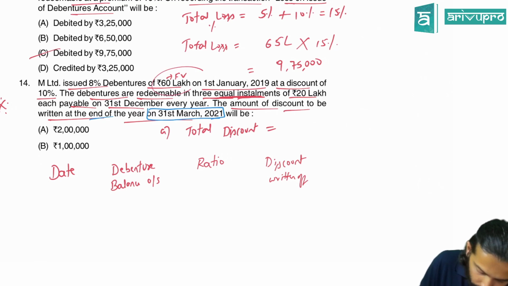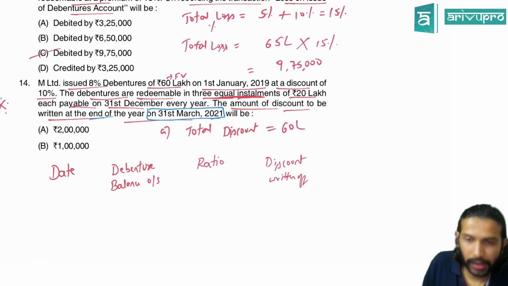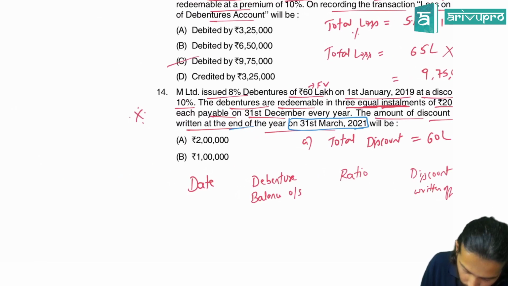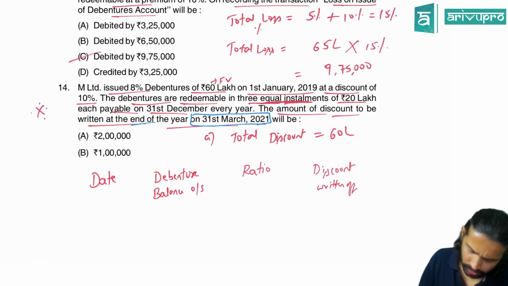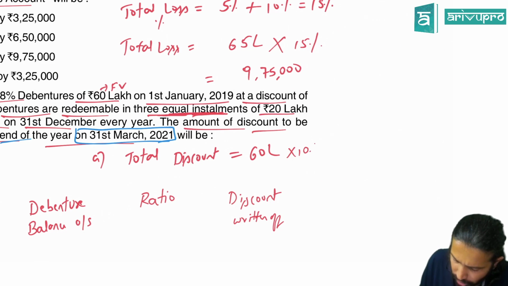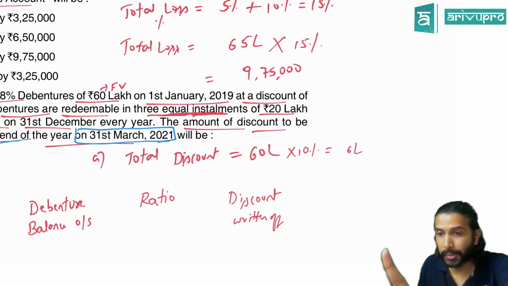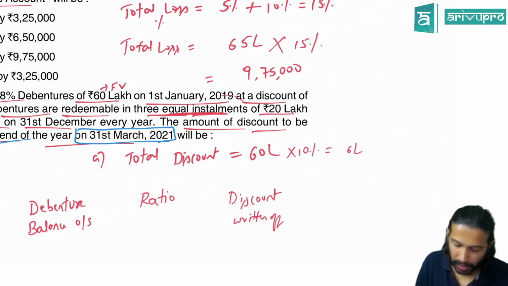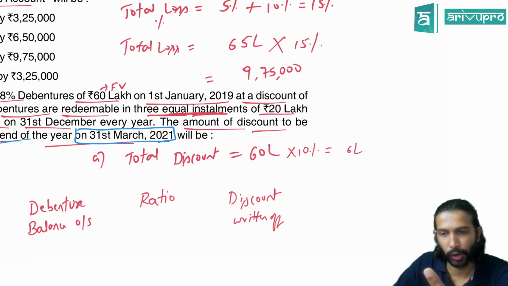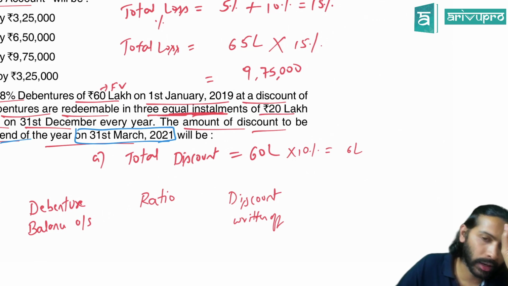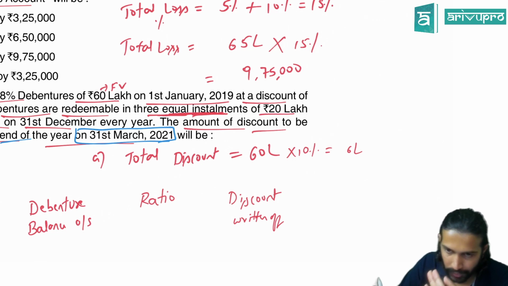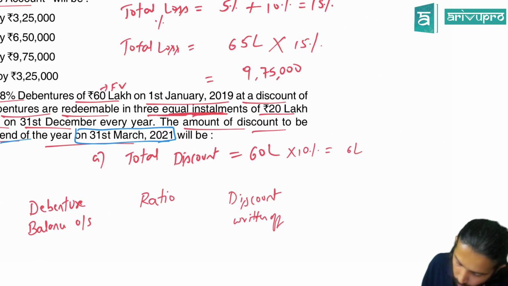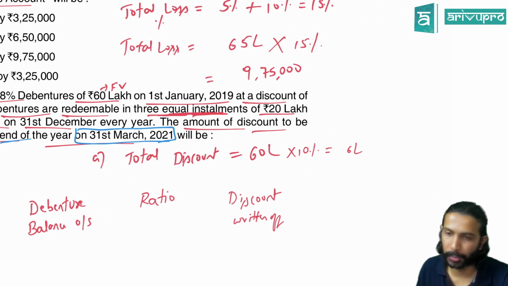What is the face value of the debenture? 60 lakh. These debentures were given at what discount rate? 10%. If you're giving debentures at a discount, it means it's a loss. Discount is 10%. That means what is the total loss? These debentures are not redeemed at a premium, so there is no premium loss here. There is only one kind of loss: these debentures are issued at a discount. So that discount is the only type of loss that we have. 10% discount amounts to 6 lakh rupees.